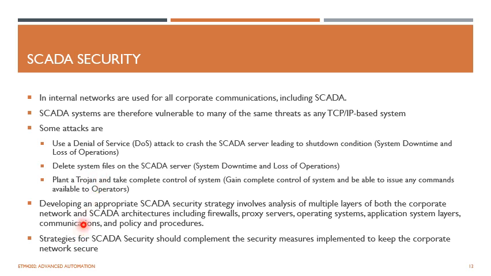Developing an appropriate SCADA security strategy involves analysis of multiple layers of both corporate networks and SCADA architectures. That includes firewalls, proxy servers, operating systems, application system layers, communications, and policies and procedures. The strategies for SCADA security should complement the security measures implemented to keep the corporate network secure. SCADA security is a different topic, but make sure that if you have a SCADA system, it is secured from outside threats.